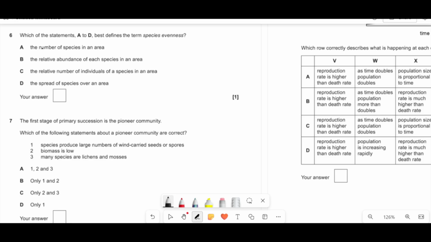So the number of species in an area is definitely not it. That's species richness. The relative abundance is, well, whoa, would you look at that? That's what I said. The number of individuals of a species, that's a population, and the spread of species over an area is their distribution. So here, the relative abundance is going to be B.